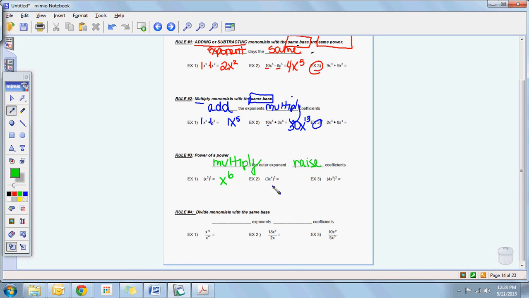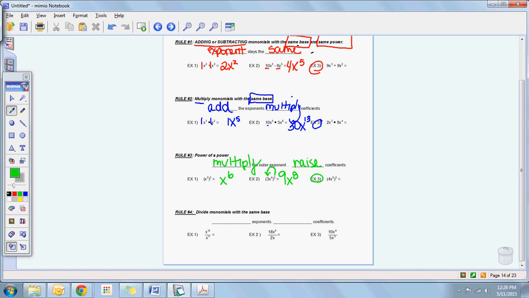All right, this one's a little bit more complex. Let's deal with the x. X to the 4 times 2 is 8. Now this 3 is going to go to the 2nd, but I'm not going to multiply. It's not going to be 3 times 2. It's 3 to the 2nd power, which is 9. Okay? You try example 3. Good luck. Last rule. Hallelujah.